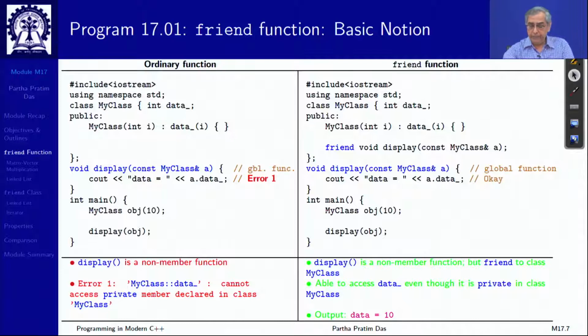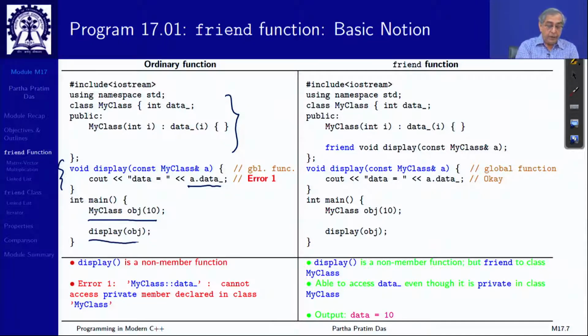Before getting into the definition, let me just start with an example. Let us say I have a class, my class, and I am creating an object for that, and I have defined a global function display, which takes a constant reference to an object of my class, and then it tries to display the data.